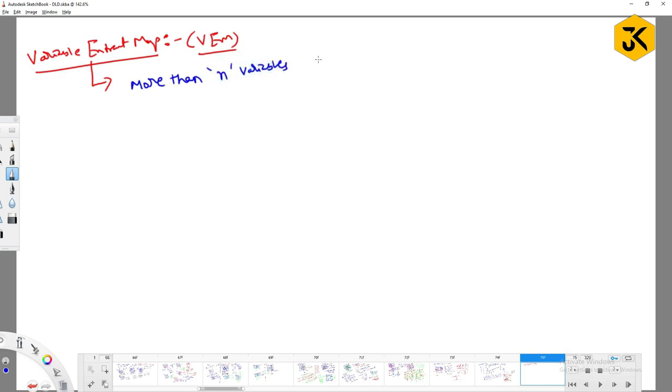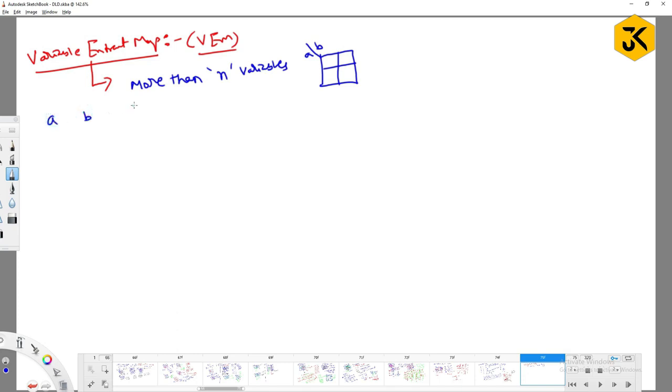For example, if you are trying to take this one, how many variables can you fit? Two variables. One is A and another one is B. Can I fit one more variable? Basically, it is not possible. But if you go with the procedure of variable entrant map, it is possible. How? Try to understand.